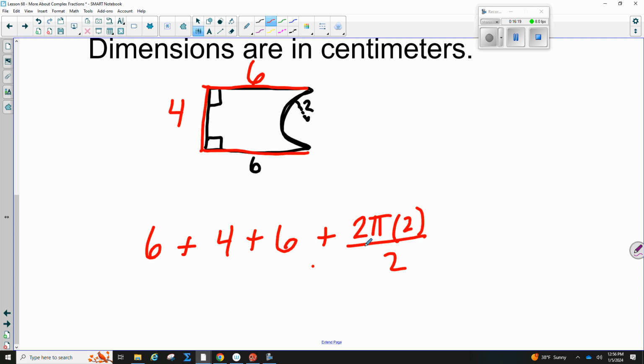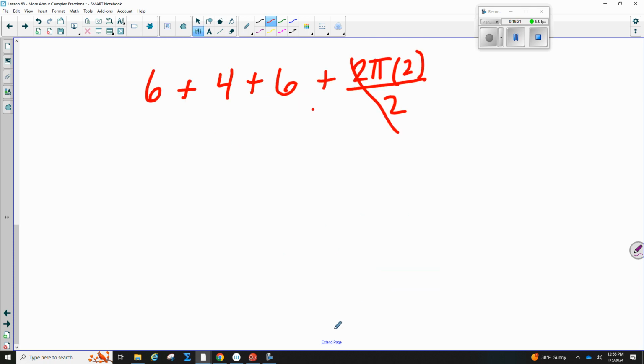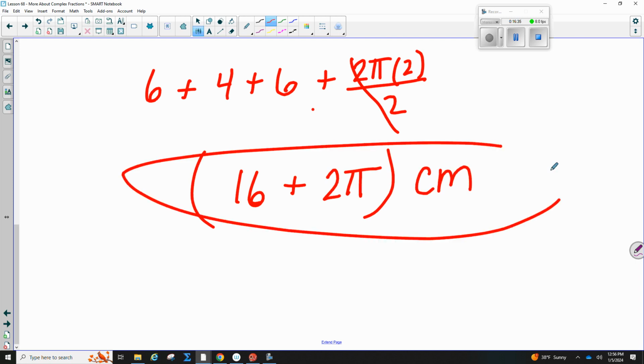Now let's add this up. So this would be 10 plus 6 is 16. Plus, I want the 2 in front of the pi, and usually we just leave our answer like so, and we're like 16 plus 2 pi centimeters, boom. Now you can get to plug this in. Yay, you're like, thank you, really appreciate that. I actually liked math before calculators, but you know, here we go.